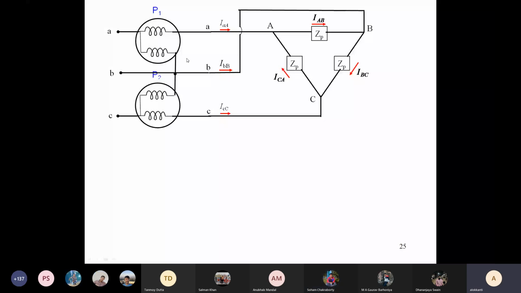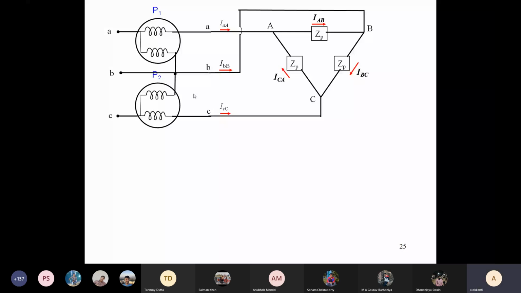Similarly, in the second wattmeter, what is the current? IC. And the voltage? VCB. Yes, sir. CB, right. VCB. So now what will be required?